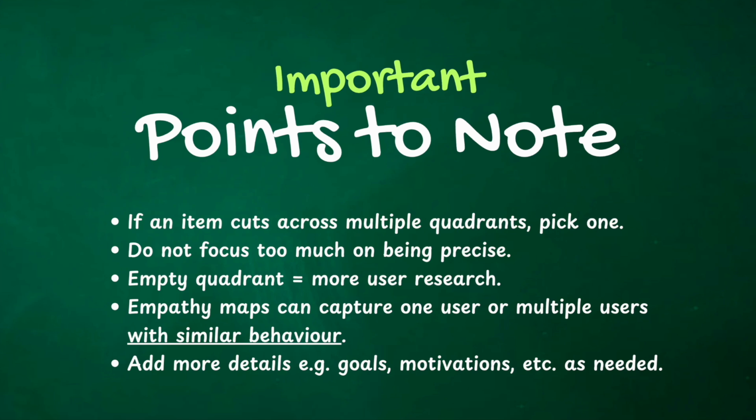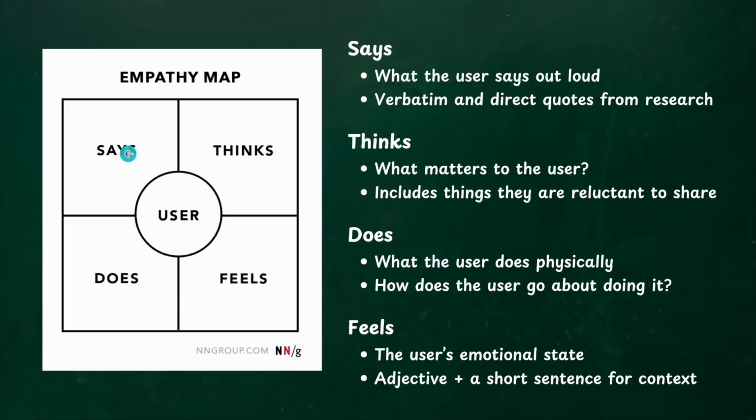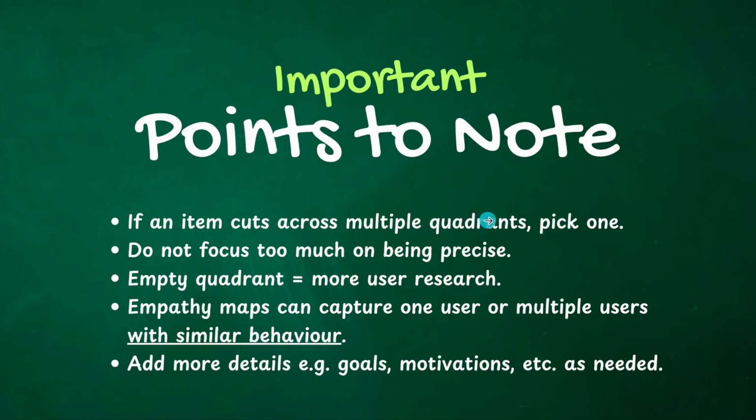Don't repeat the items. Let me show you. Let's say you have your quadrants here: says, thinks, does, feels. You realize that something your user says can also fit here. Like, I open the app every time I wake up. It's something they say and it's a direct quote from the user, right? But it's also something they do. Where do you then put it? You just have to make up your mind and choose one quadrant. You don't necessarily have to repeat the expression or the card or the item just because you want it to appear on two sides. So basically, if your item cuts across multiple quadrants, pick one.